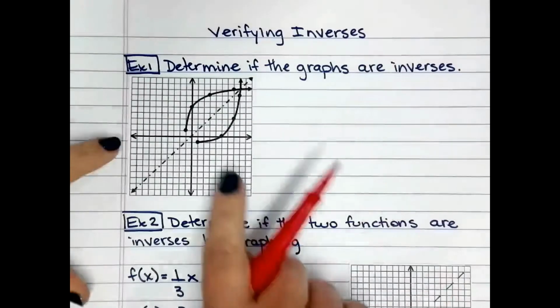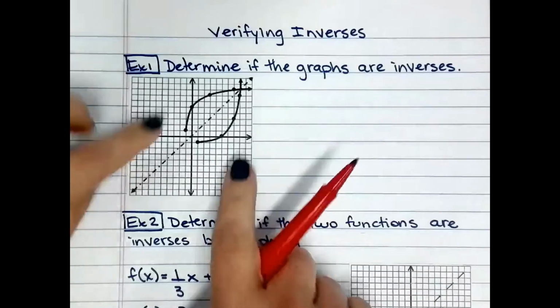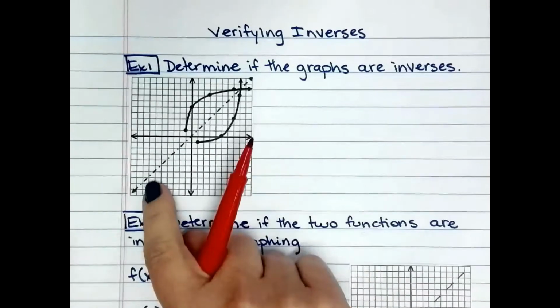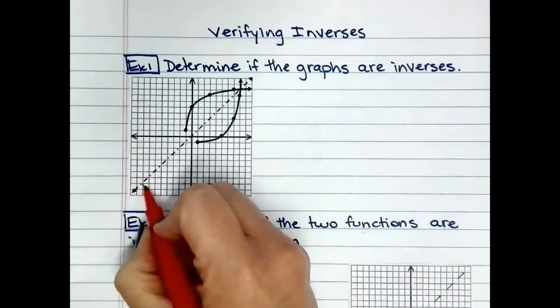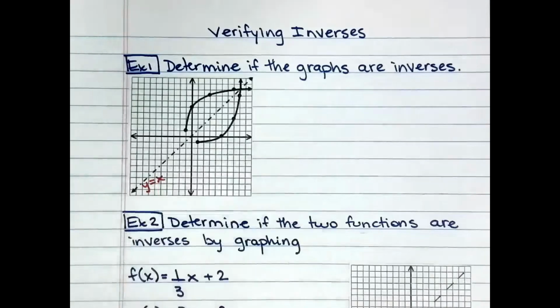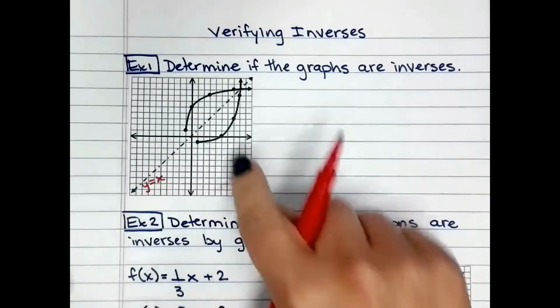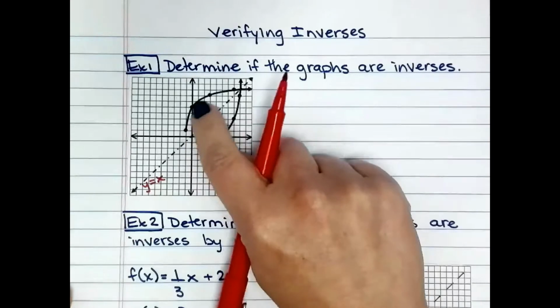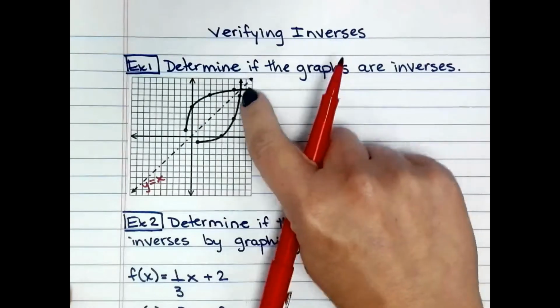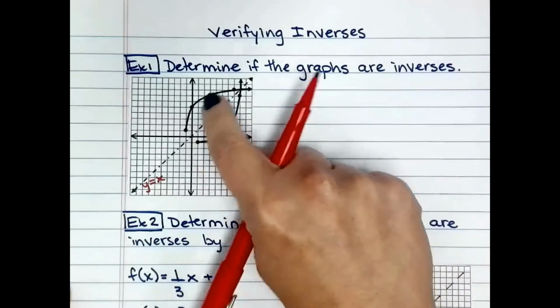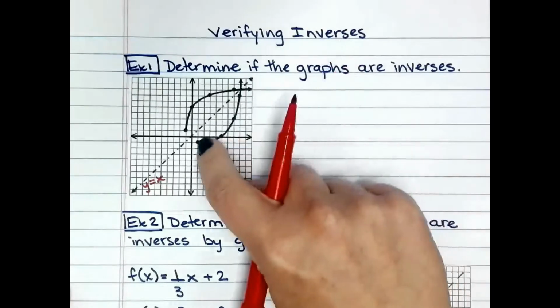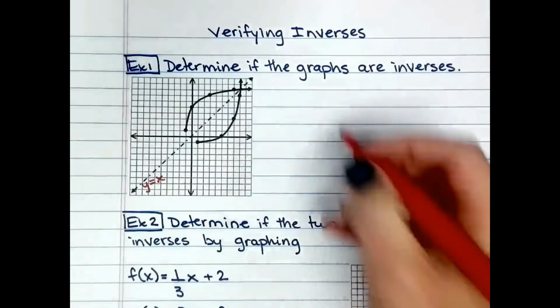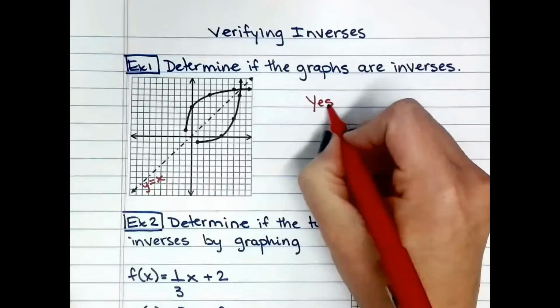Anyway, so number one, we're just talking about if they're inverses. So first thing you do, you look for the y equals x line, and in this case, it's already graphed for you. And then you go, okay, this is my graph, and this should be the inverse. Is that a reflection across the y equals x line? The answer is yes. Therefore, they're inverses.